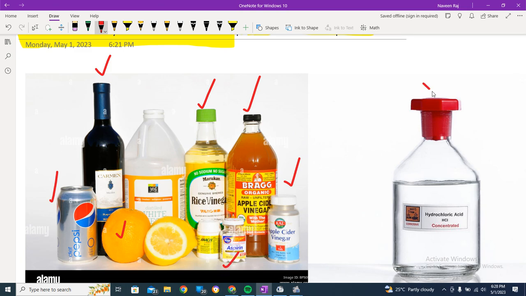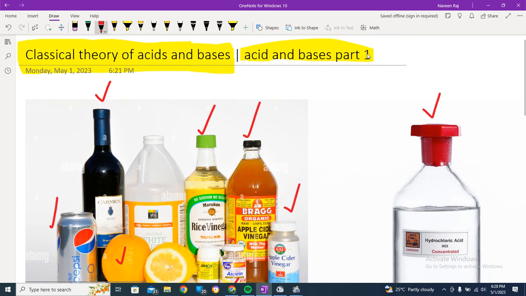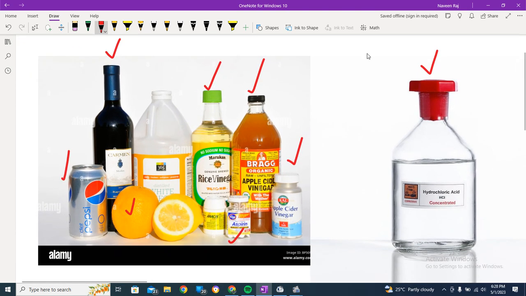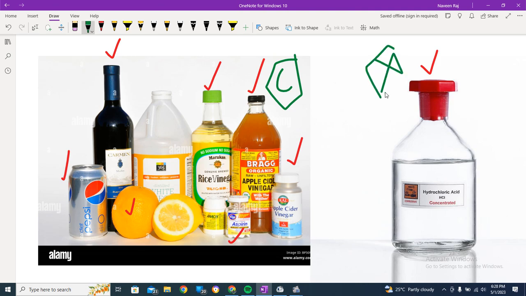While on this side we have got hydrochloric acid, the HCl. Now why are we showing you this? Because this is what we are going to discuss. These are acids, presented here in front of you. They show two different sides of acids. If you observe, these are the ones which are consumed, which we are using in our daily lives, right? And this one is not consumed. This is termed to be very, very dangerous.